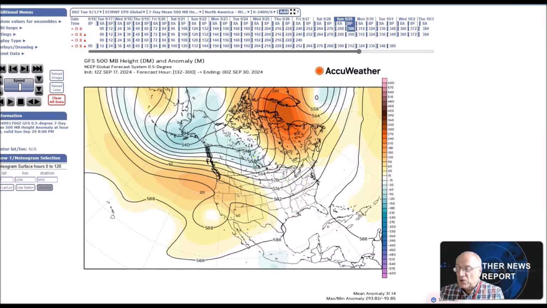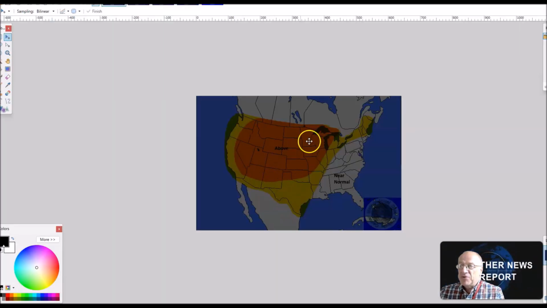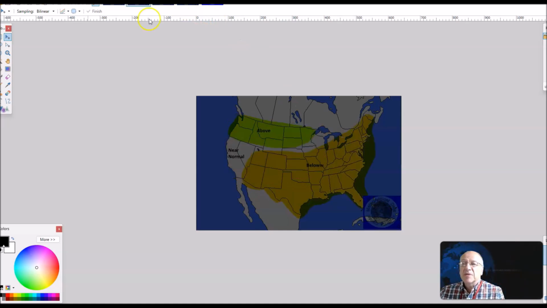So for this forecast period, I'm calling for above normal temperatures here, and I'm calling for anomalies to be up to 8 degrees above normal. For precipitation, calling for above normal precipitation here, probability of occurrence 35%. Below normal precipitation for this region, probability of occurrence is 35%.